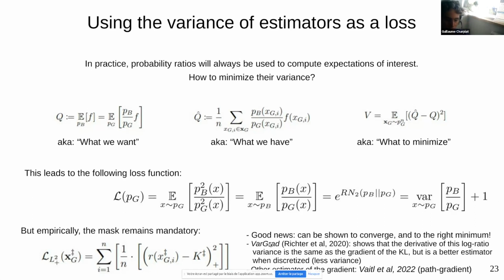Vargrad is a paper by Richter et al. that shows that if you take the true variance here, and you take the derivative of it, so the derivative of the variance of the log ratio, actually it's exactly the same as the gradient of the Kullback-Leibler divergence. Okay, so that's a very funny link.